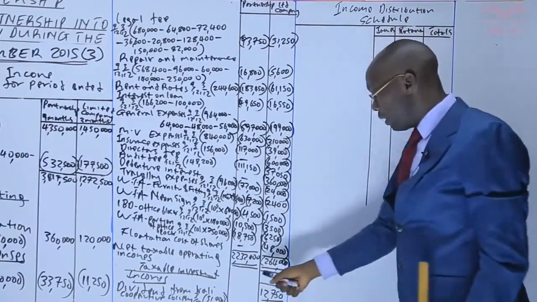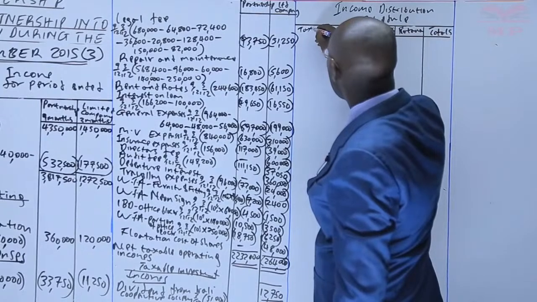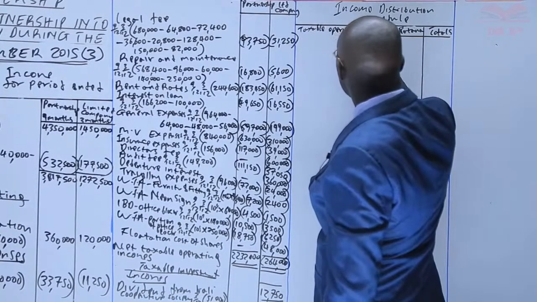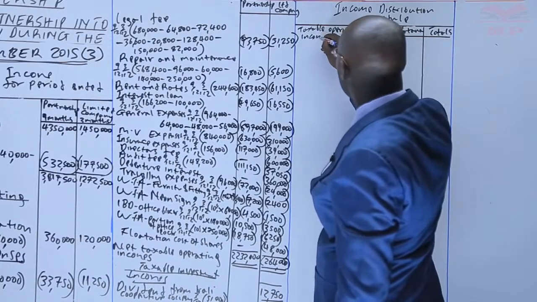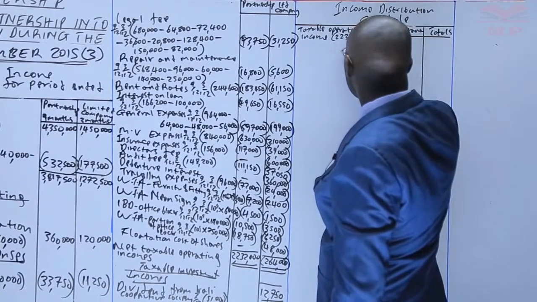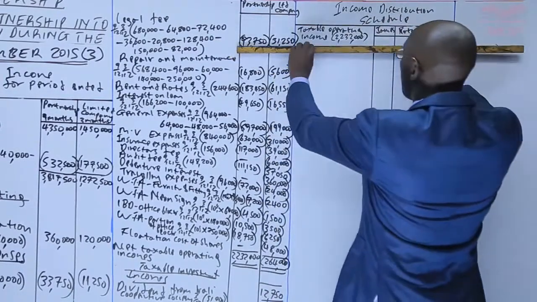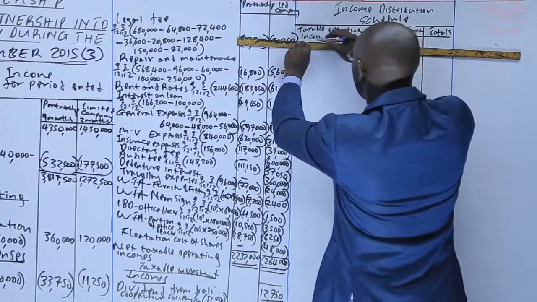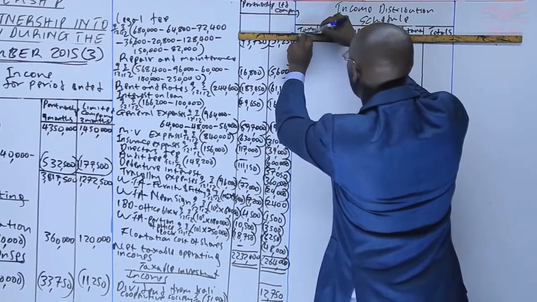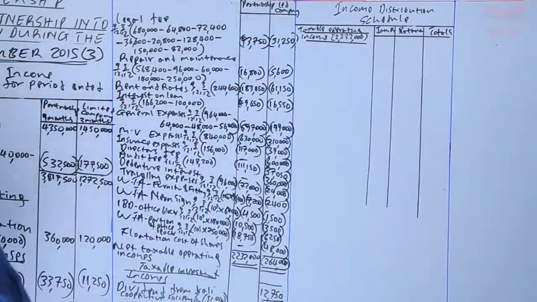We said we want to distribute the operating income, so we start by distributing the taxable operating income of 32,000. That is what we want to distribute. Positive, remember? So how do you distribute?